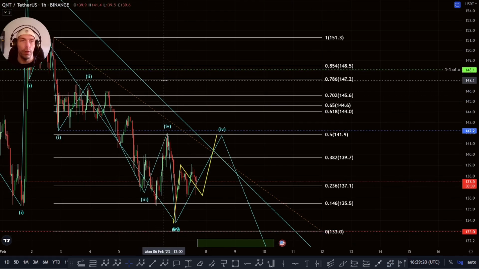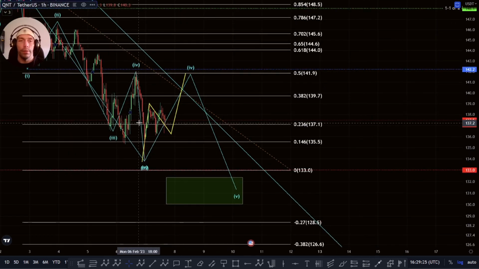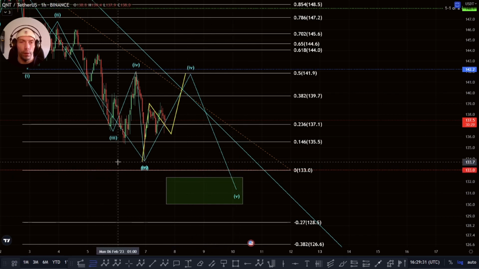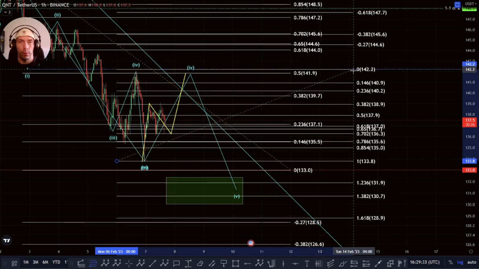Invalidation of this would come by moving above this 147.1, and effectively from this we could look to continue for this fifth wave. So if I take it off that 50% area, I just want to make sure that this box is in the right area.